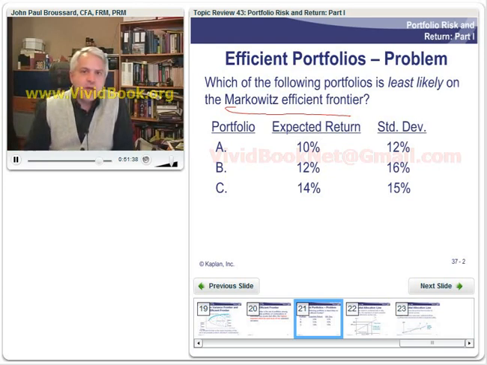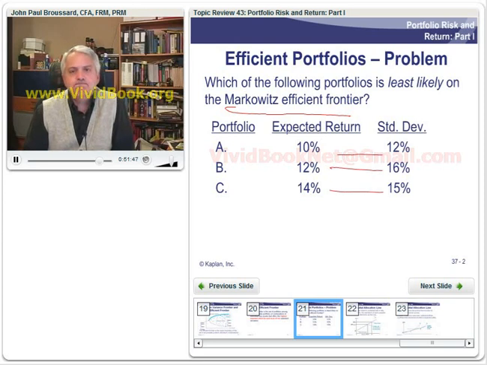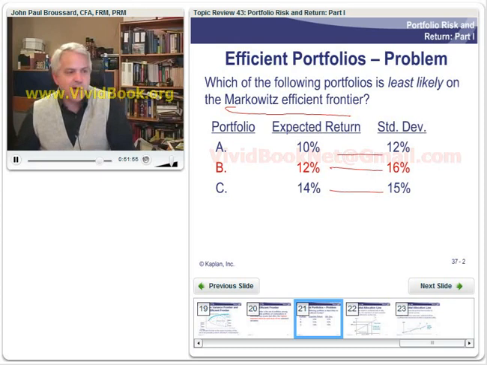Well, we have expected return 10, standard deviation 12; expected return 12, standard deviation 16; expected return 14, standard deviation 15. One of these is out of place. And technically it's going to be B, and you say to yourself, well, wait a minute, why is that? How do you know that, John?